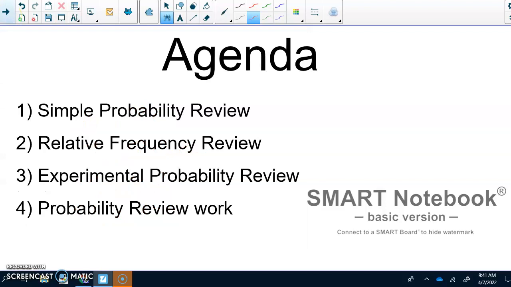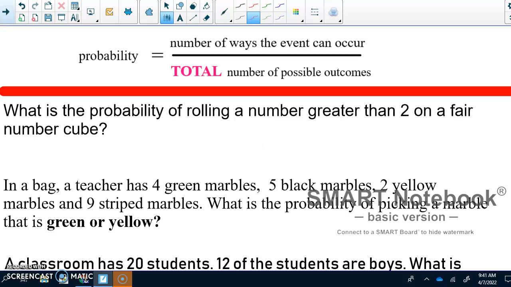Now we're going to be taking a look at simple probability review, relative frequency review, experimental probability review, and a probability worksheet. And that's going to be a problematic. So I'm not going to try to cover all of these, but I do want to just scroll up so that you can see, and I want you to take some time and try to answer it.